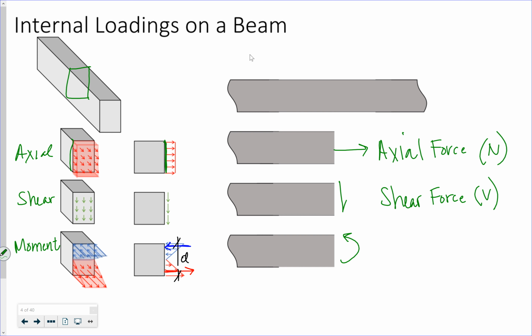So, and there's my moment, and it's represented by the letter M. This is just to show you that I'm going to talk about the internal loading, specifically force and moment. Force has units of force, pounds or newtons. Moment has units of foot-pounds, Newton meters.